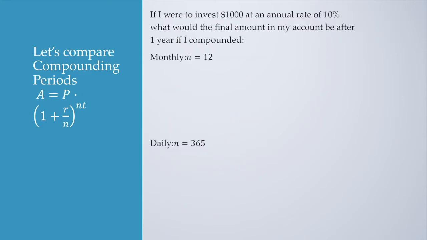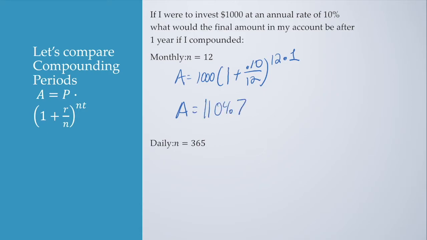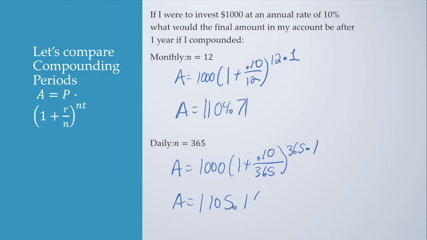What if I was to compound monthly? This means my N is 12. A is 1,000, the initial amount invested, times 1 plus the rate divided by the number of times it's compounded, to the number of times it's compounded times the number of years. I get A equals $1,104.71. How about if I was to compound this daily? A is 1,000 times 1 plus 0.10 divided by 365 to the 365 times 1. That gives me an amount of $1,105.16.